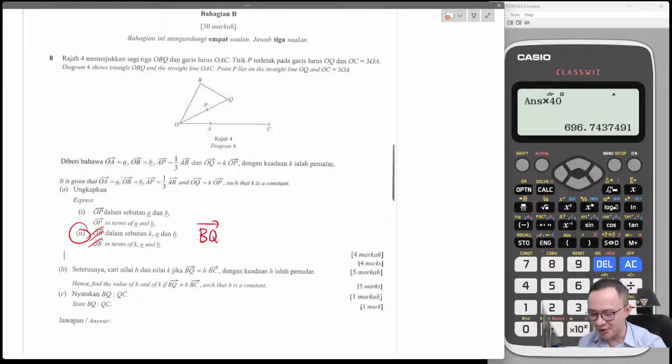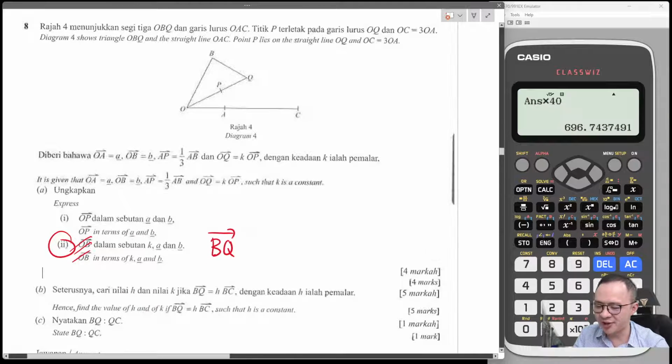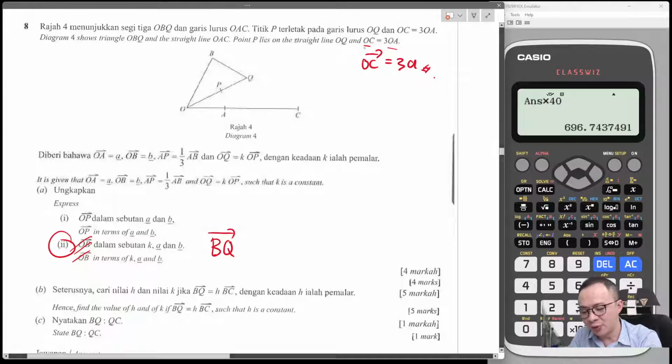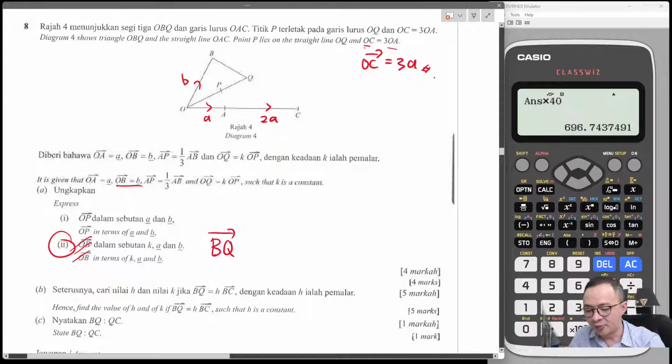Okay, coming to this question. You need to read a lot of information here. So first thing is OC equals 3OA. They tell me OA equals a, then OC will equal 3a. Okay, this is the first thing I get from here. Then O to A is 1a, O to C is 3a, then here will be double a. Not sure whether I need to use the whole thing or half of it. Okay, OB equals b, so here will be b. Normally I will draw the arrow and label it at the same time.